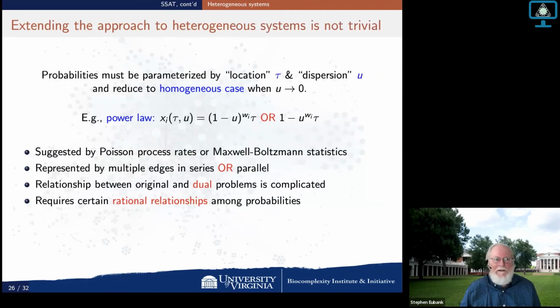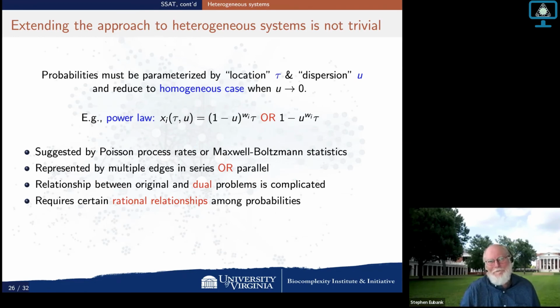Okay, in the last couple minutes, I'd like to talk about heterogeneous systems. Everything I talked about so far is homogeneous systems. The probability of transmission is the same for every edge. And that's clearly not really the problem we want to solve. Unfortunately, I was really hoping to be able to give you the solution here. I don't have it yet.